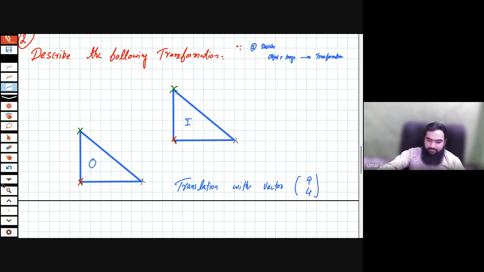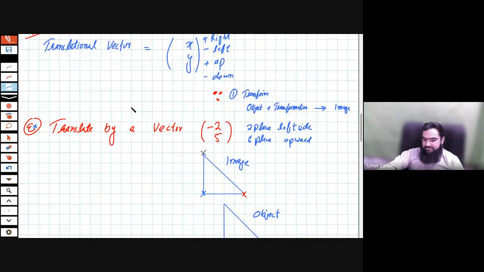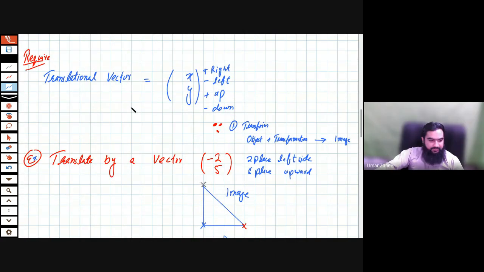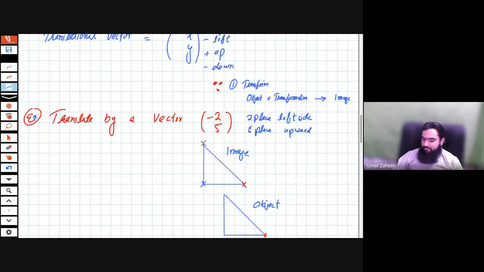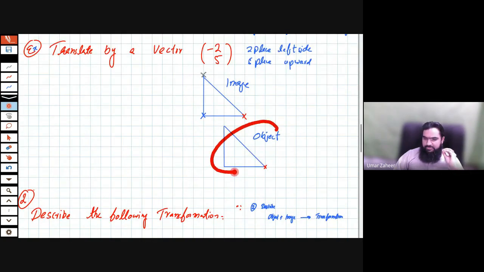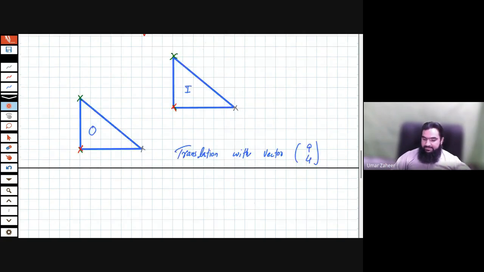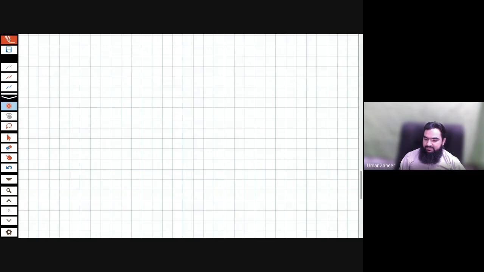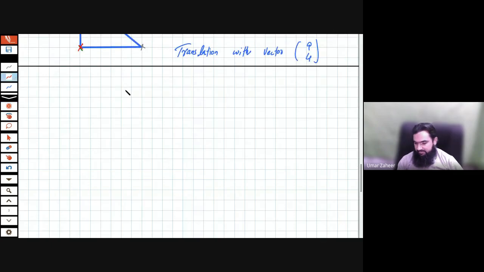Any question over here? No, sir. This is your translation. It's very simple. Look at here: your object is here. You have to do something, make the magic, and it will become here. In mathematics we say that it is translation. Now the second thing that we have to do is reflection.